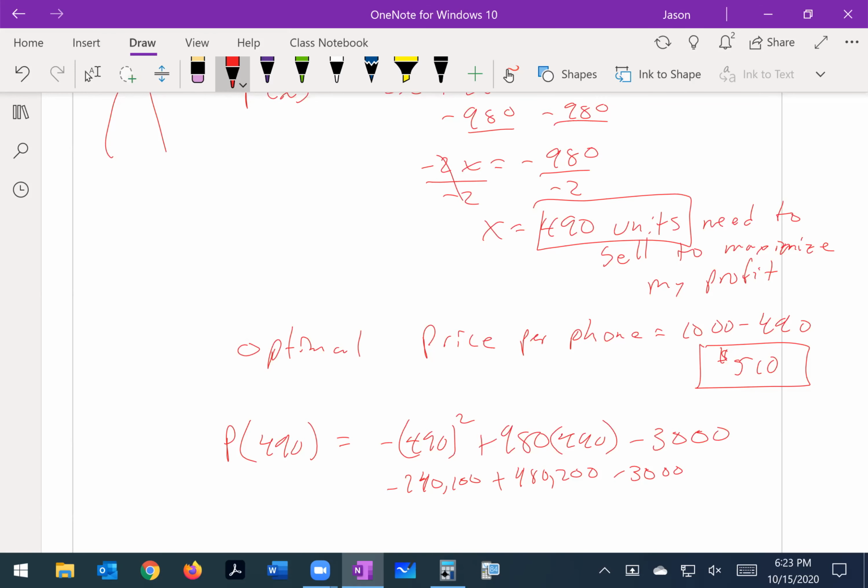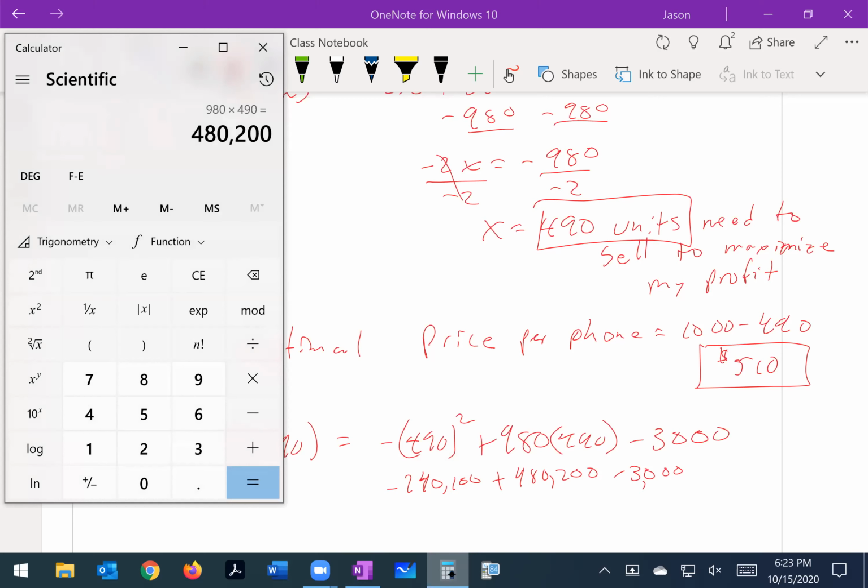I'm going to plug all of this into the calculator. So let's clear that out. I'm going to get negative 240,100 plus 480,200 minus 3,000. Okay, and I get $237,100.